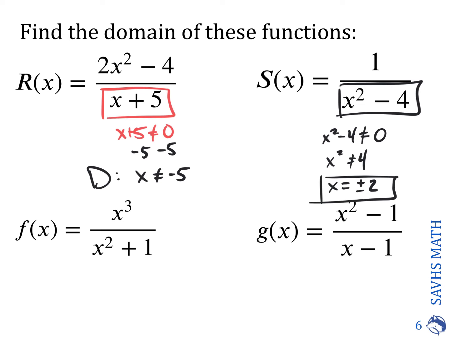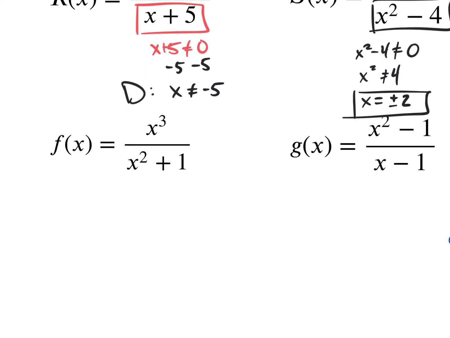Similar deal here on this next one, but this is a little weird because x squared plus 1 cannot be 0. And are there any real values that make that equation true? Well, no, because x squared plus 1 is always positive. The solutions to this equation would be imaginary. And so if that was the case, then there would be no real value that goes into that function that doesn't work. And so we would say f of x has domain all real numbers.